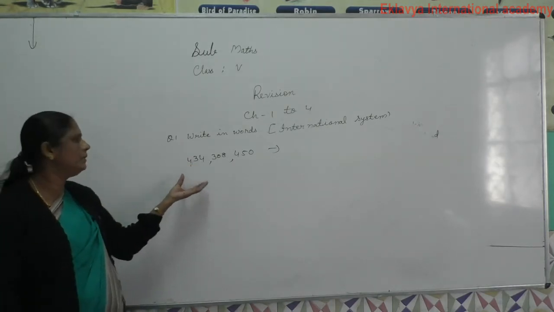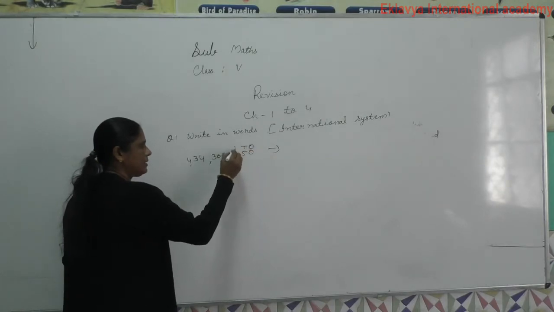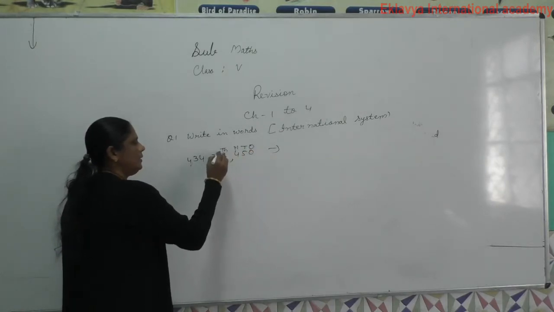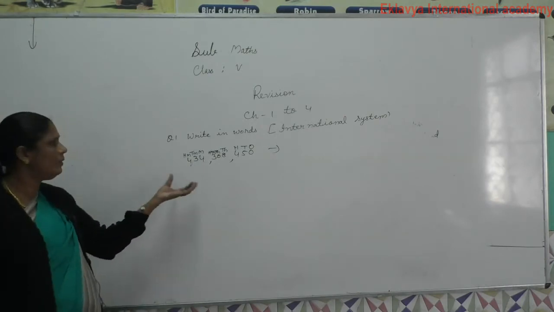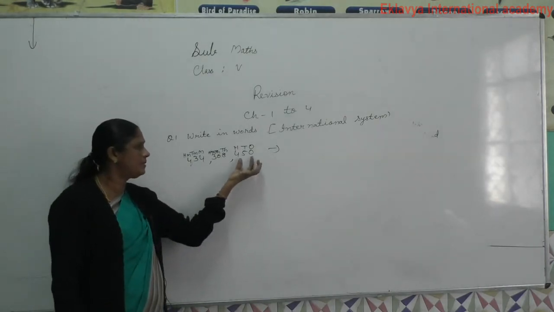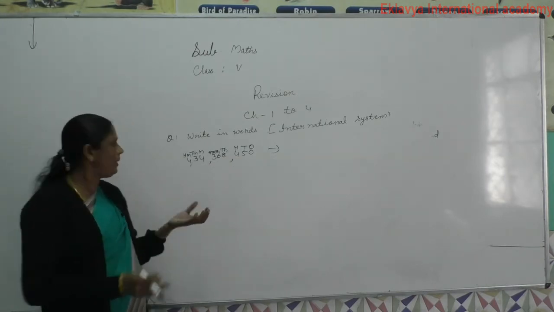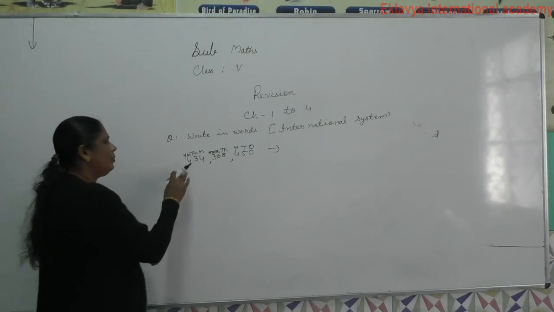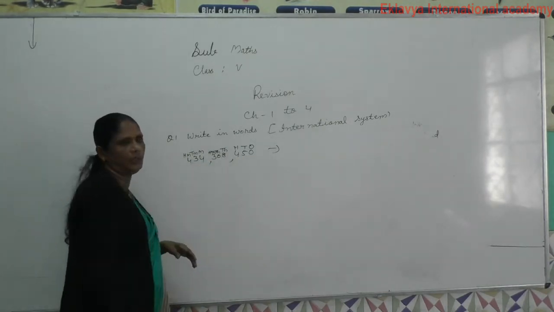How to read? Ones, tens, hundred, thousand, 10,000, 100,000, million, 10 million, 100 million. Now, how to read the first three, then three, then three? The grouping is 3-3. Now read. First you read these three numbers together, these three together, these three together.